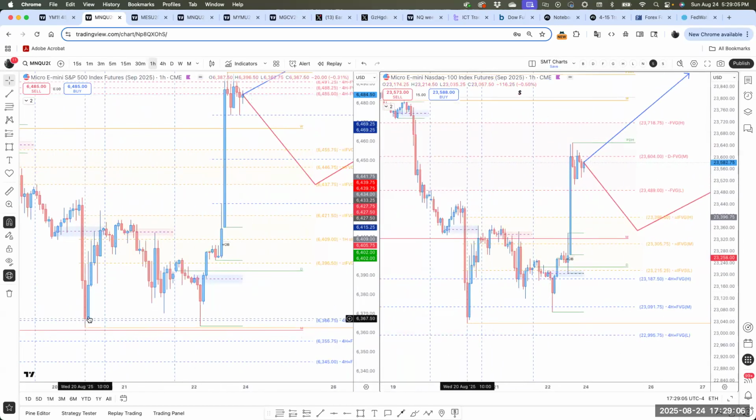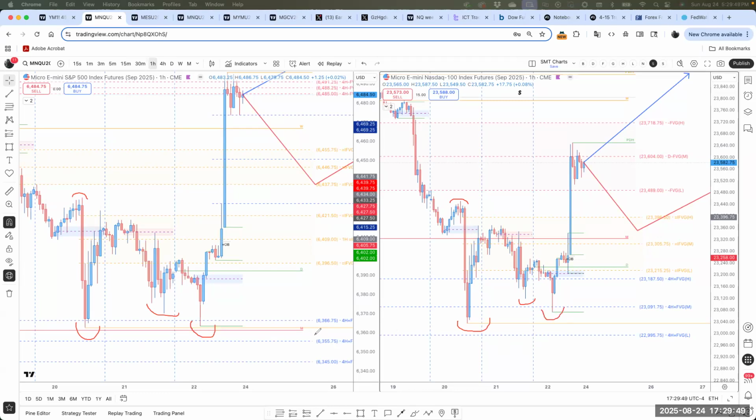On the higher time frames, you can see that we had, I'm gonna annotate this, there's a low here. There's a low here. That's your SMT divergence. ES made a low, NQ made a low. There was a high here. There was a high here. ES made a high, NQ made a high. There was a low here. There was your low here. ES made a low, and NQ made a low. And NQ made another low, and ES made another low.